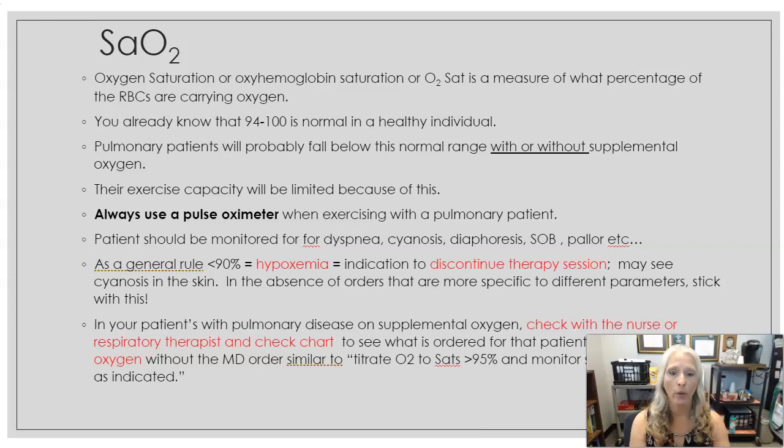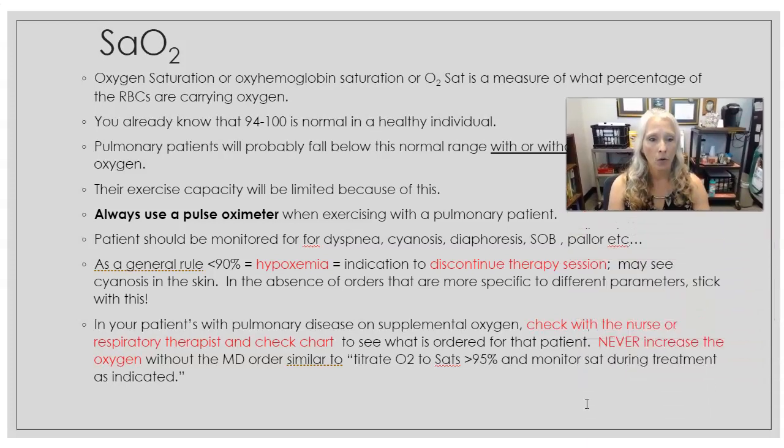But with your patient with respiratory disease, COPD specifically, you want to check with the nurse and find out what their O2 sats have been running. Another really strong warning is to never, never, never increase their oxygen unless there's an order on the chart by the physician and unless respiratory tells you it's okay.